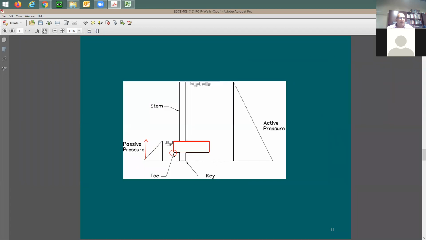As I said, usually you take the overturning moment about this point, and you need to have an overturning safety factor of 1.5 at least, and the same thing for sliding. If the sliding is not working, you add the key. So this key is to increase the resistance for sliding.